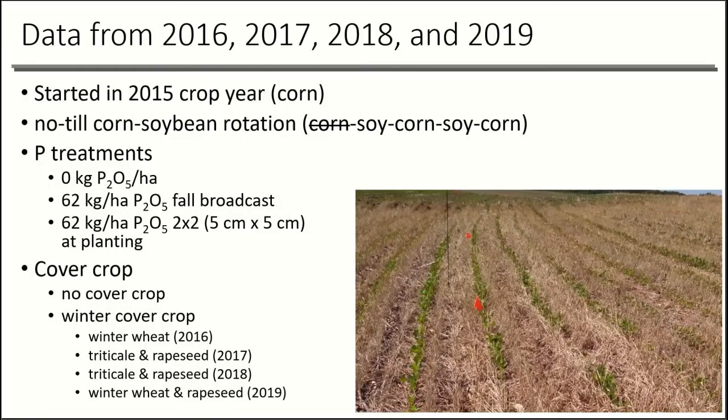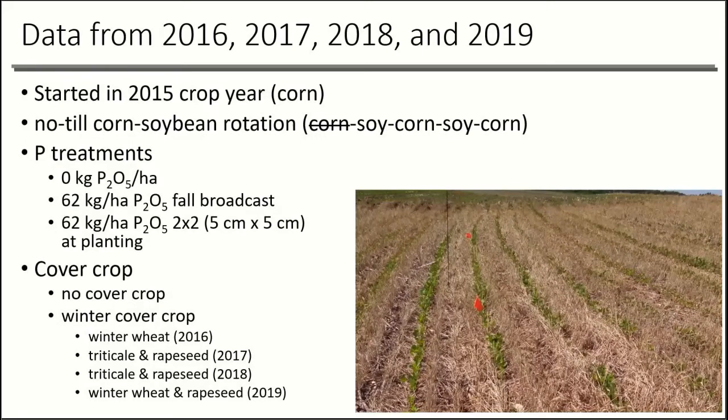Our first cropping year was 2015. It had been managed as a conventional till field prior to that, so 2015 is a conversion from conventional till to no-till. It's also that first year of cover crop growth. And so I'm going to present you data from 2016 through 2019, right? So ignoring that first year, which was a little bit of an oddball.